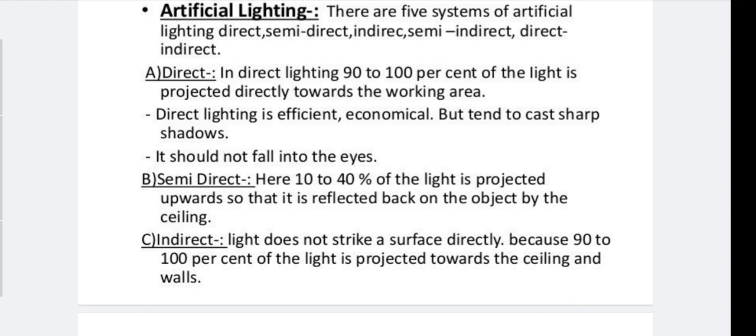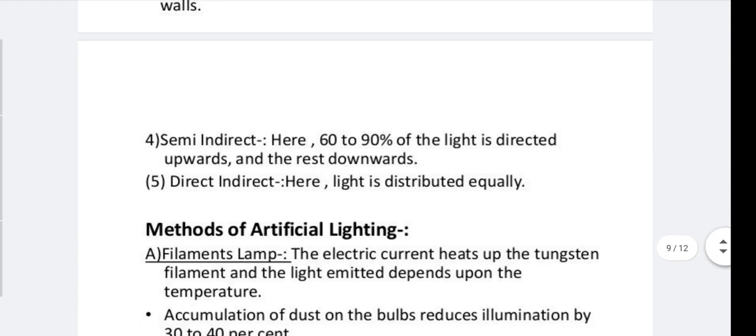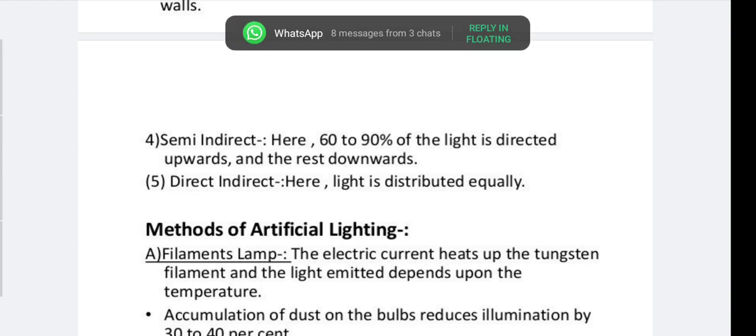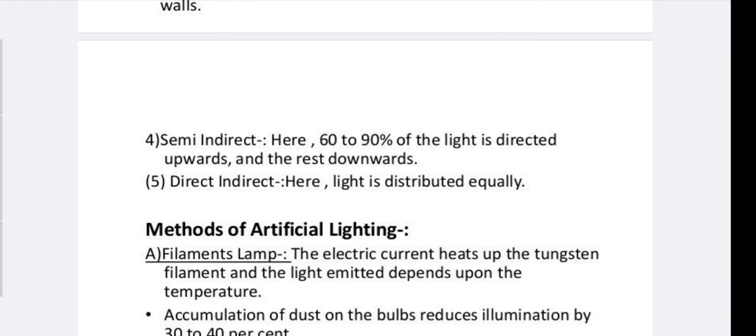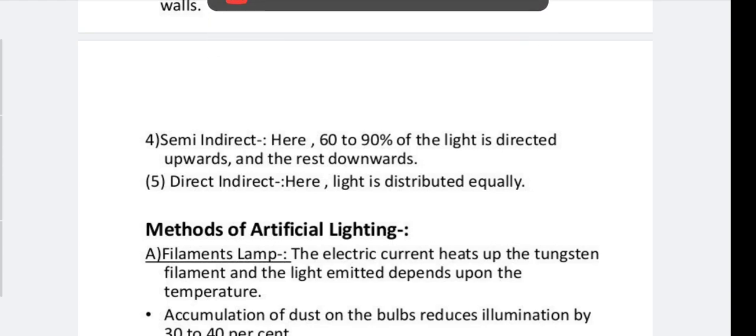That is semi-direct. Indirect means all the light is focused to the ceiling and it is reflected back to the working area. Semi-indirect, here 60 to 90% of the light is focused to the ceiling and the rest downwards. Direct-indirect means here light is distributed equally. There will be equal distribution of the lights.